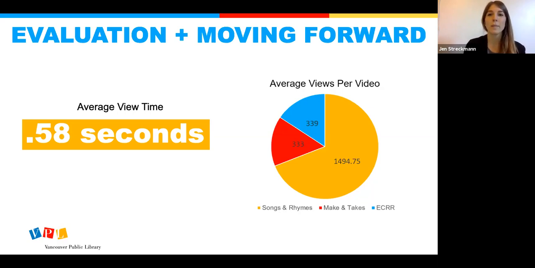Also, it's become quite apparent that the songs and rhymes are the most popular category. Here on the graph, you can see the average views per video. Songs and rhymes is clearly doing a lot better than the make and takes for the Every Child Ready to Read. So if we were to make any more videos in the future, it would probably just be to fill out the category of songs and rhymes.